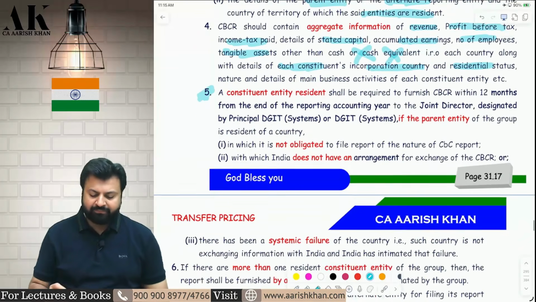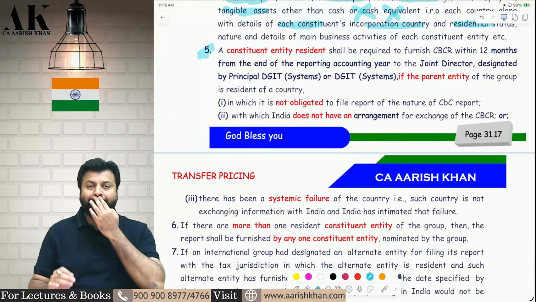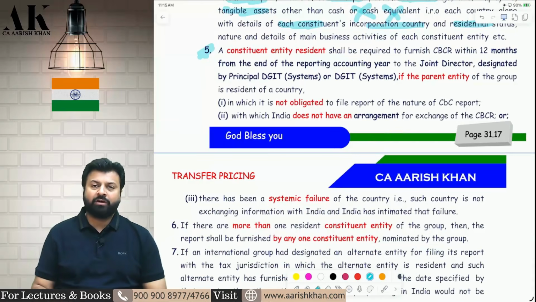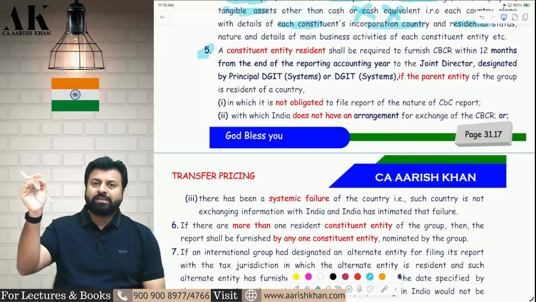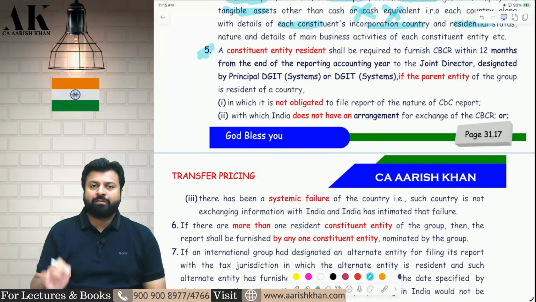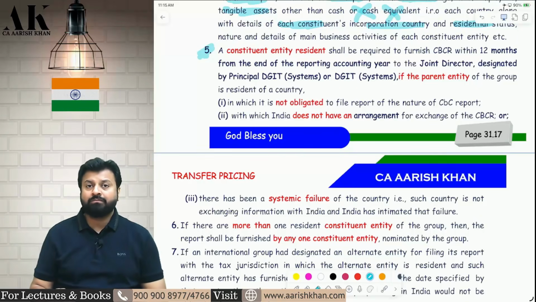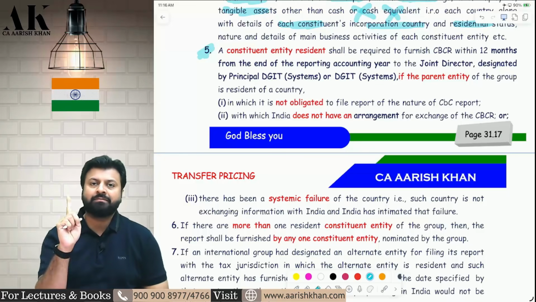Now, point number 5. In point number 5, there are some issues, which we are going to address one by one. Let me give you one example to explain point number 5. What is point number 5, sir? Sony Japan, Sony India. Who will file CBCR by default? By default, CBCR will be filed by Sony Japan, because the ultimate parent entity is in Japan. So by default, the CBCR will be filed by Sony Japan. But now, suppose there are 3 issues. Issue number 1, there is no concept of CBCR in Japan.